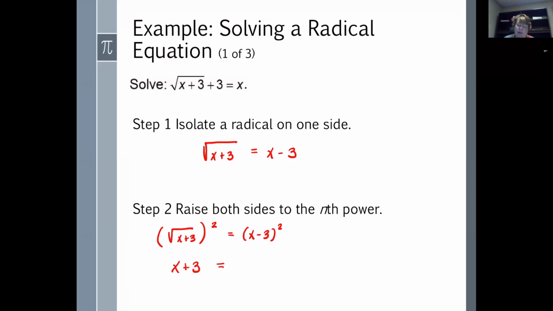And I'm going to erase it to make myself a little bit more room. Okay, so I square the x. I multiply the x and the minus 3. I double that. Then I square the 3. So now I've squared both sides of this equation. I have x + 3 equals x² − 6x + 9.